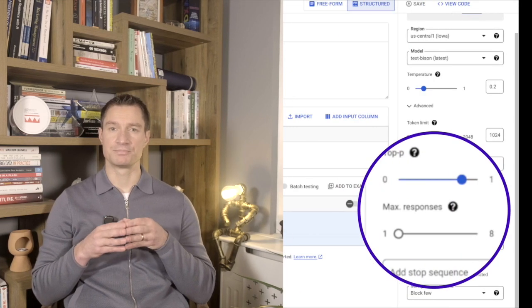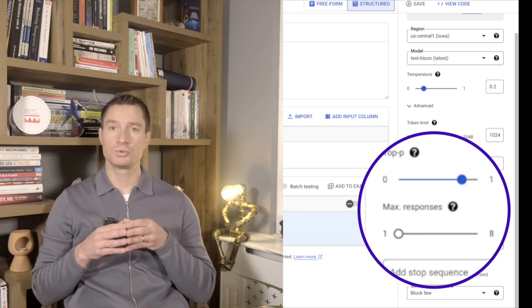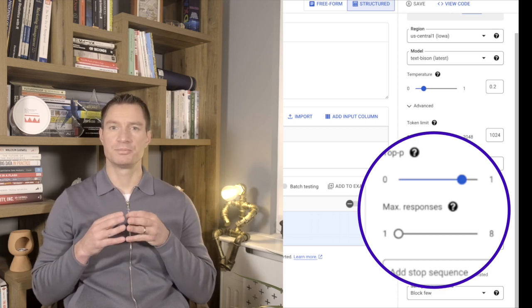If you get confused, just keep this in mind. The top K and top P parameters are in fact changed via the temperature parameter, which means that for the most part, optimizing the temperature parameter would be more than sufficient to get you to the type of output you require. Just don't overcomplicate things if you don't need to. Finally, the last parameter you can optimize is max responses. This basically limits the number of responses you would like your model to generate per prompt.